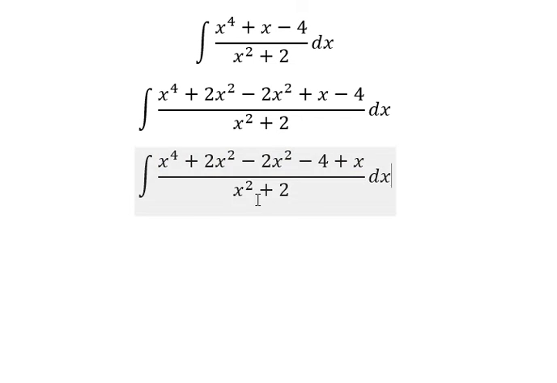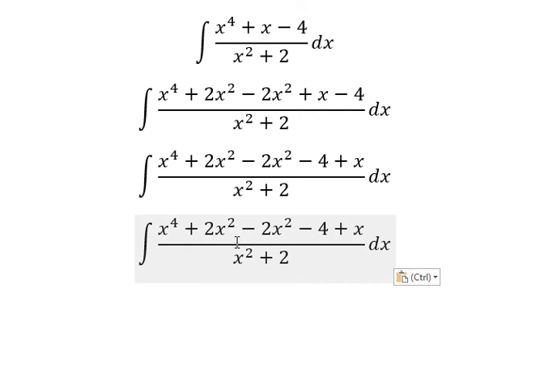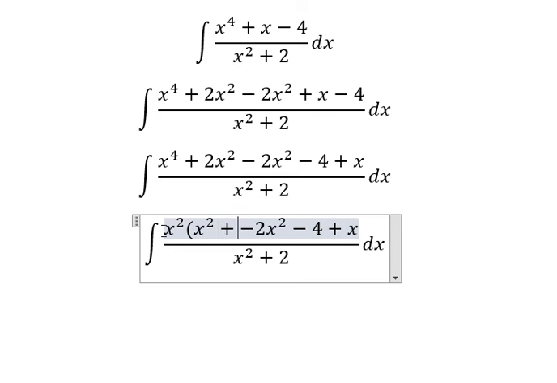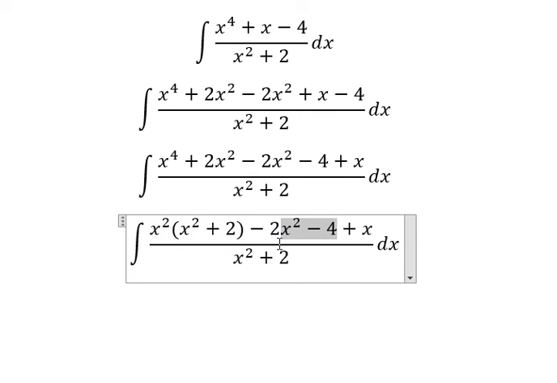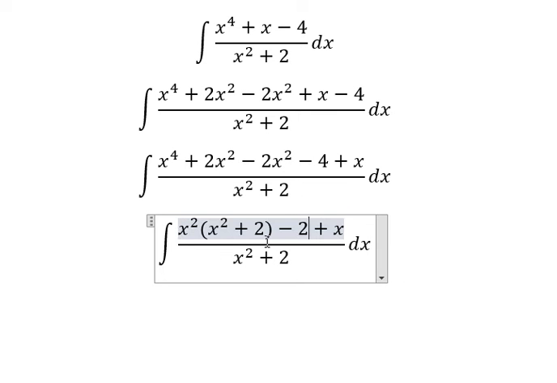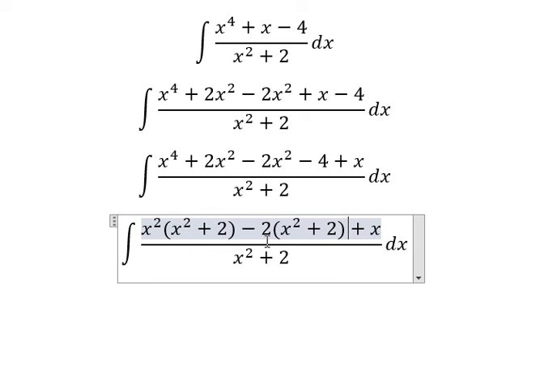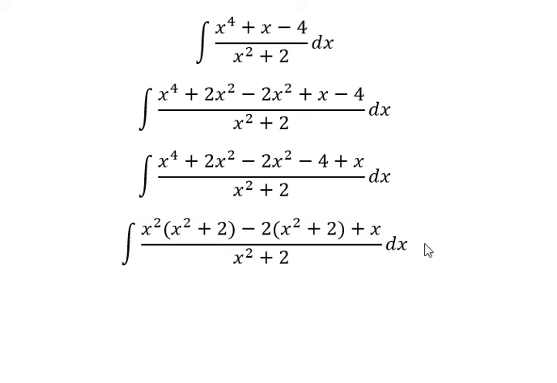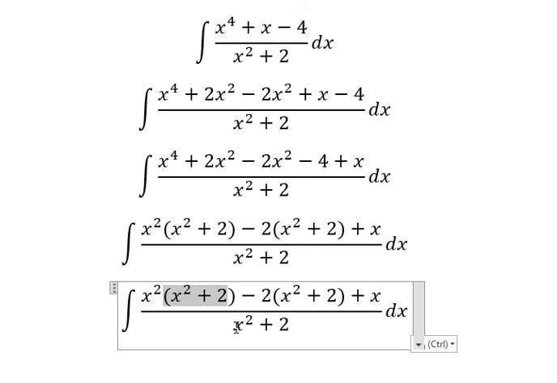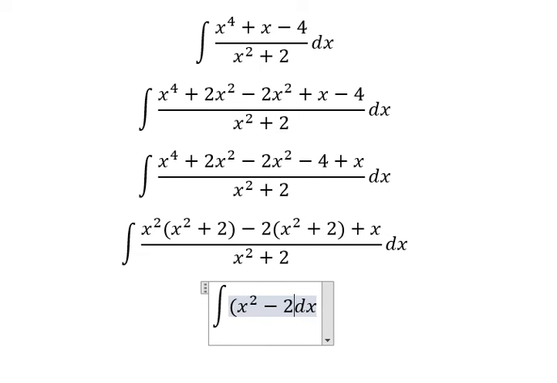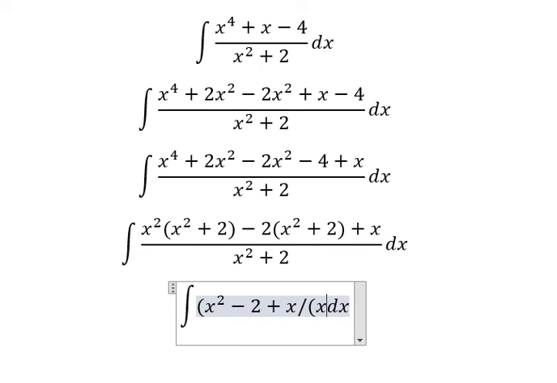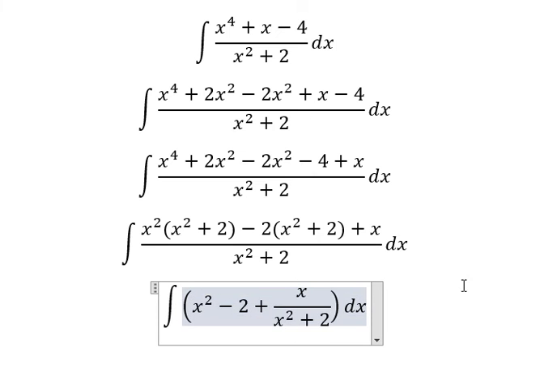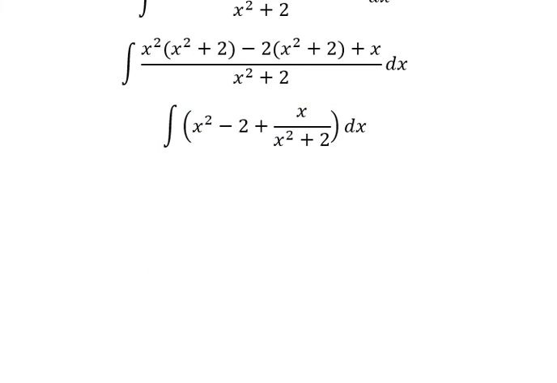Next, this one we can do about factorization. This one we can do another factorization. So this one divided by this one and this one divided by this one. So we have s squared minus 2 plus s over s squared plus 2. And now we have the final answer.